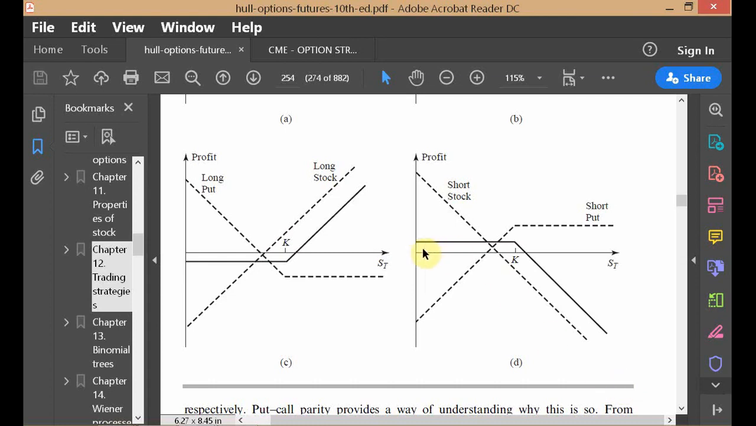How can it be long if it is showing profits above the zero line? So indirectly we have discovered that this is a short call.